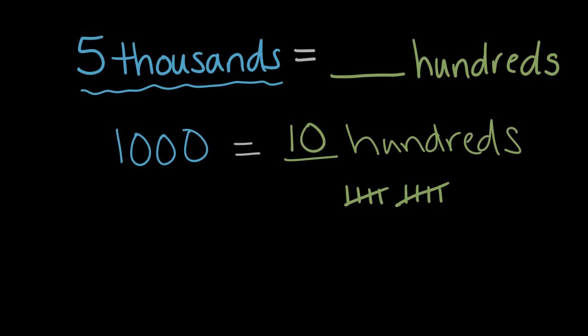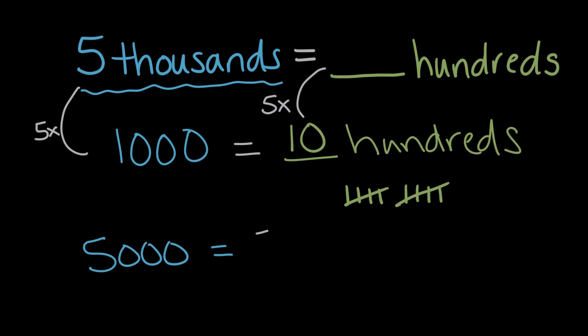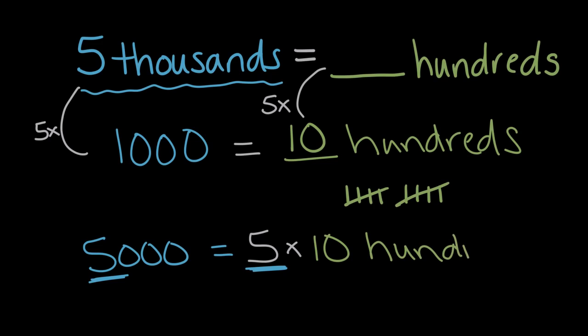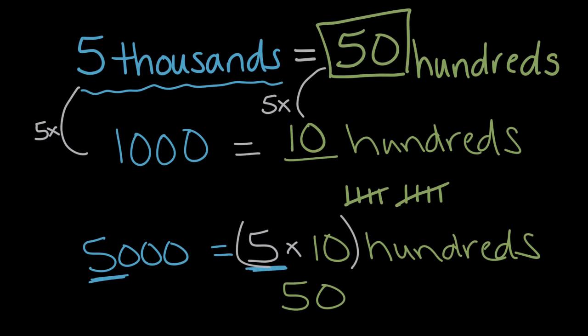So what would 5,000 be? Well, 5,000 is 5 times as many thousands. So we're also going to have 5 times as many hundreds. So 5 thousands will equal 5 times 10 hundreds, because we have 5,000 this time. Or 5 times 10 is 50. So 5,000 equals 50 hundreds.